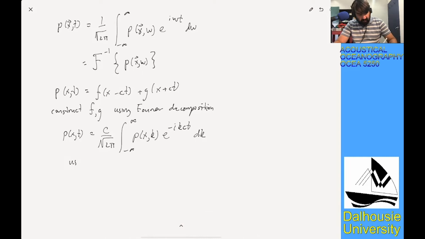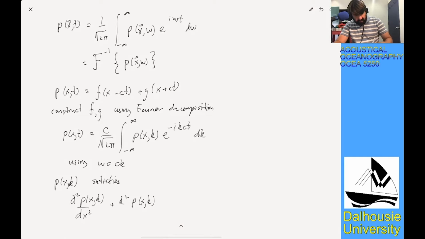and here I'm using k c t instead of omega, dk. I'll write that down using omega equals c k, right, from our definition of k, and we've changed the integral variable from omega to k, just note that. And so p x of k satisfies, actually this is just a plain old derivative, okay, this one-dimensional Helmholtz equation. So the one-dimensional version of the Helmholtz equation that we had here.